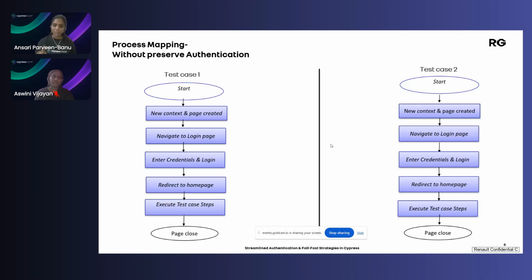The session from test case 1 is not reused in test case 2, which means the login process happens again and again. This might look harmless for a couple of test cases, but when we have a large number of test suites, it is going to take much time with repeated logins. In short, this was our before picture, a flow filled with redundancy and delay, which we wanted to simplify through a preserving authentication strategy.